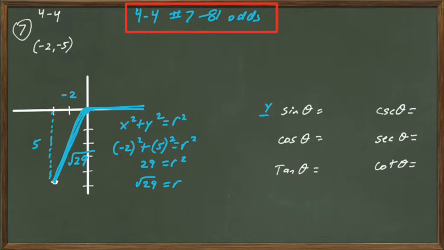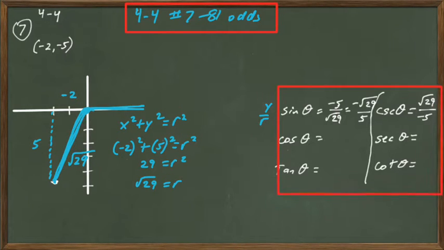Sine was y over r. What's y and what's r? Y is negative 5, and what's the r? Radical 29. Cosecant would be its reciprocal. Why would I do it from there? Because I don't have to rationalize it, right? Why is the 5 not negative? Well, the whole thing is negative. I don't care where we put the negative, top or bottom, just don't put it on both. If you put it on both, a negative over negative is not negative.